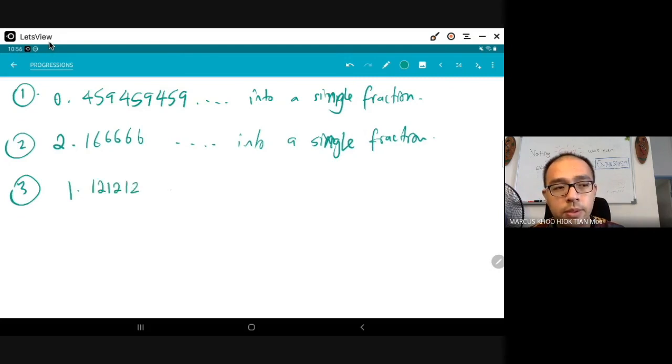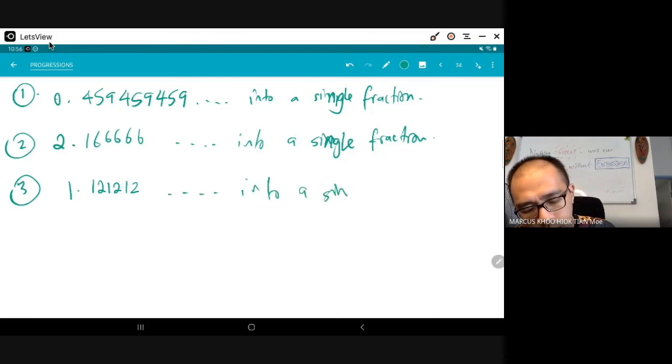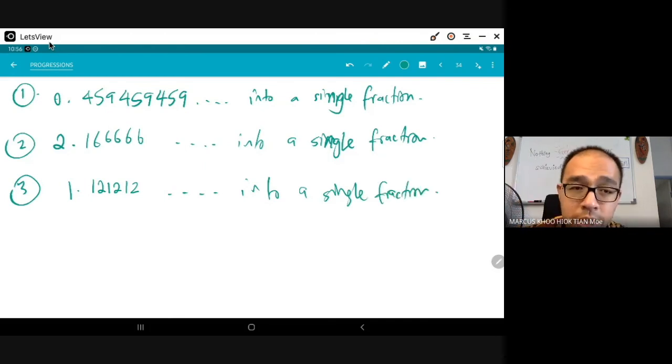Third one, 1.1212122. Let me see, hold on. Yeah, 1.1212122 into a single fraction. Three questions, just these three questions. That should be enough for today. Hand it in by today. All right.